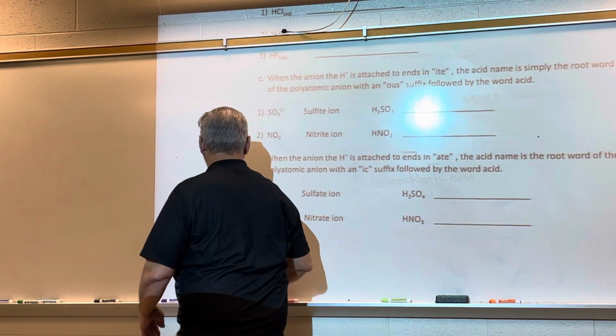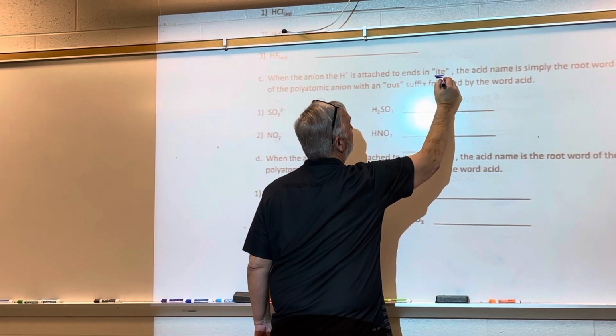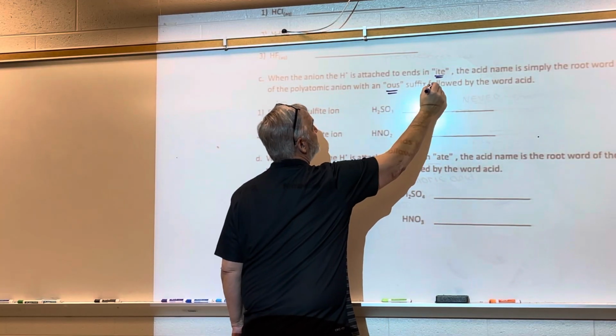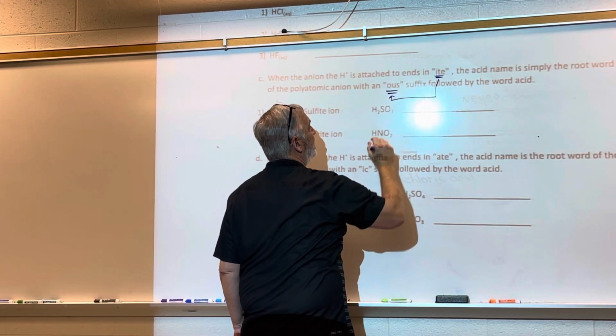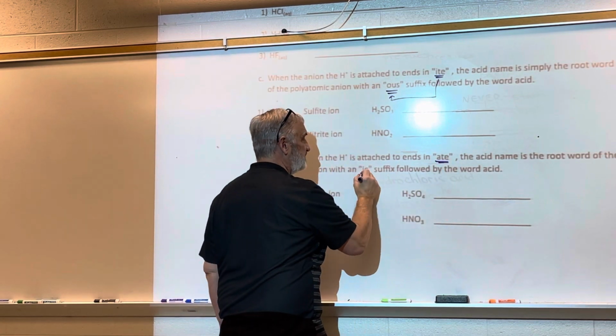We're still going to be dependent upon the root word. If the anion ends in "ite," we're going to change it to "us." "Ite" goes to "us," and then "ate," we're just going to change it to "ick."